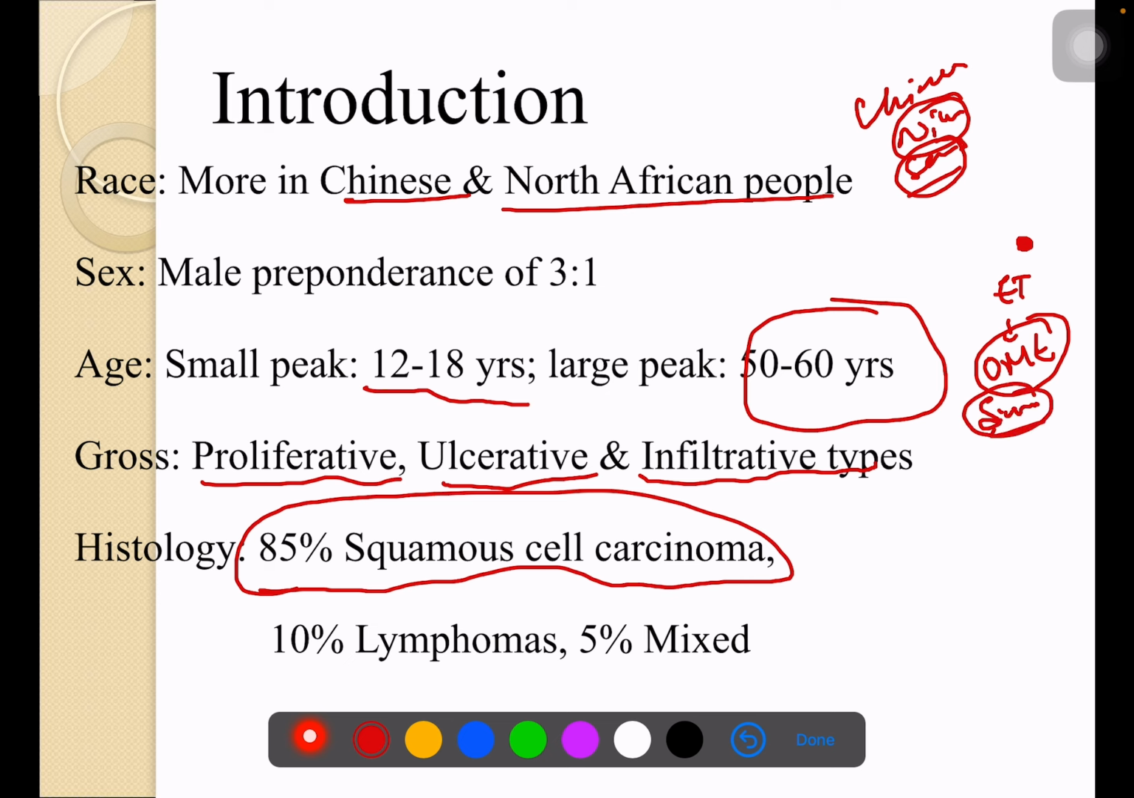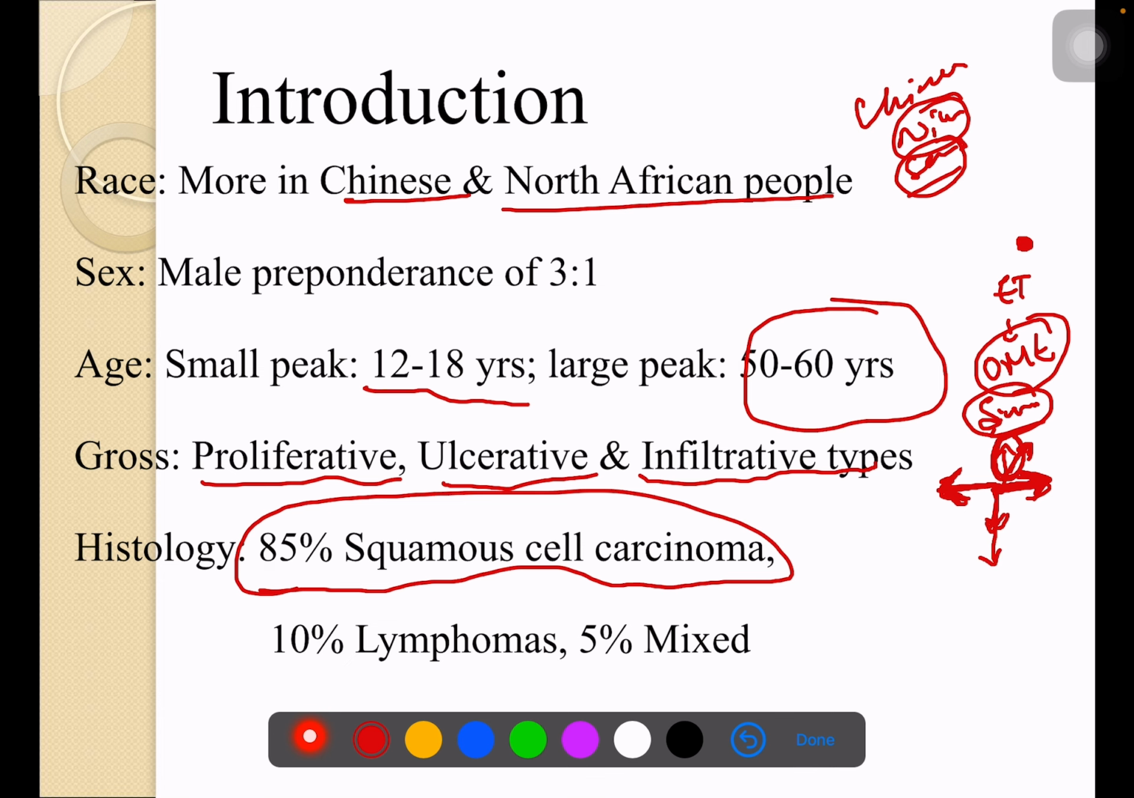This mass can go upwards, downwards, frontwards, or backwards. If it goes frontwards, it comes towards the nasal cavity, with signs and symptoms of nasal blockage. If it goes upwards, it involves the cranial cavity, giving a bad prognosis. It can go towards the orbit also. Backward, it involves the vertebral area, and downwards it involves the oropharynx and then the hypopharynx.